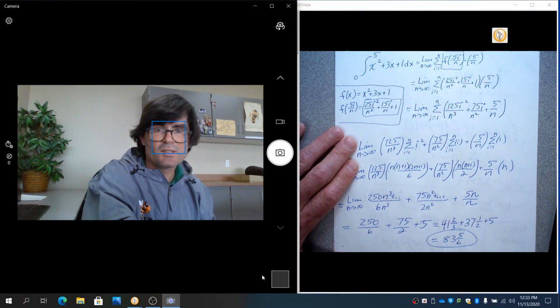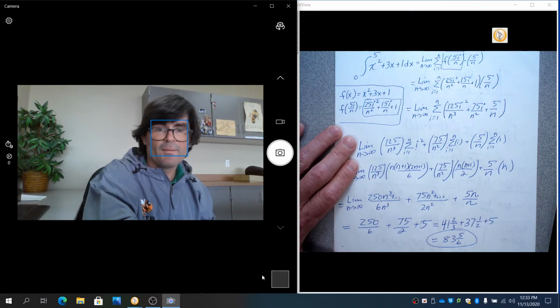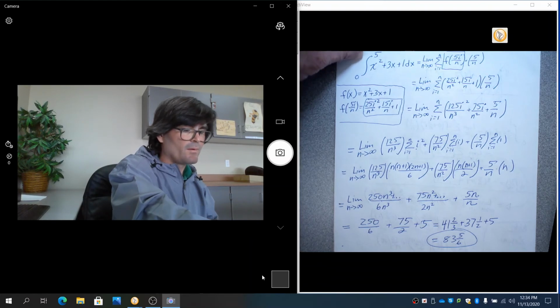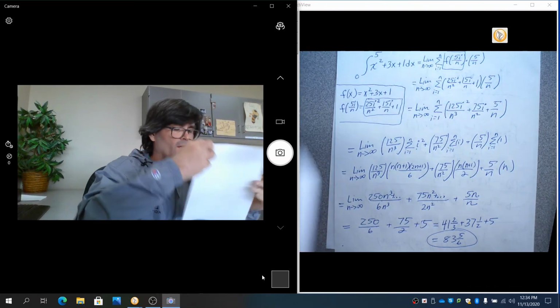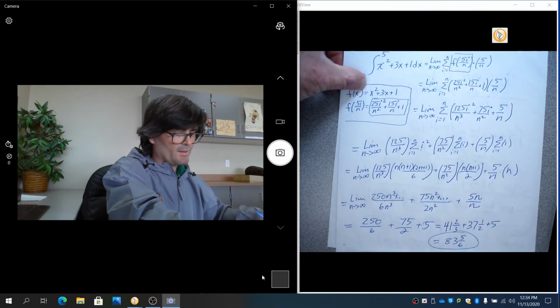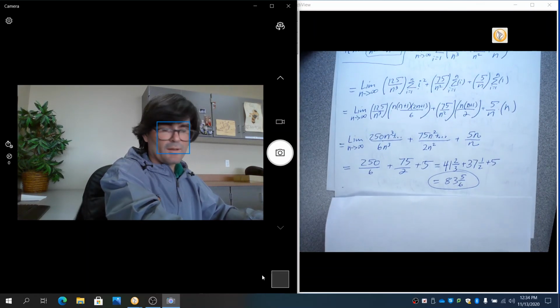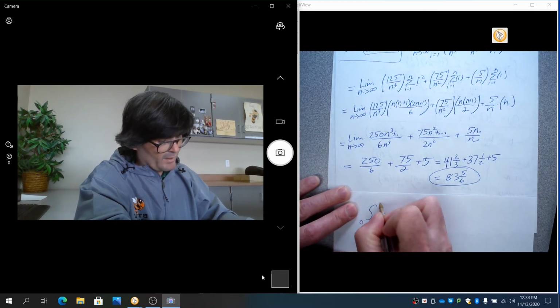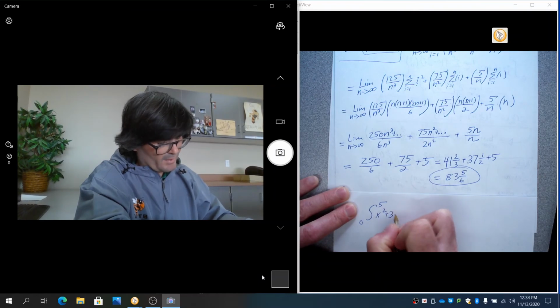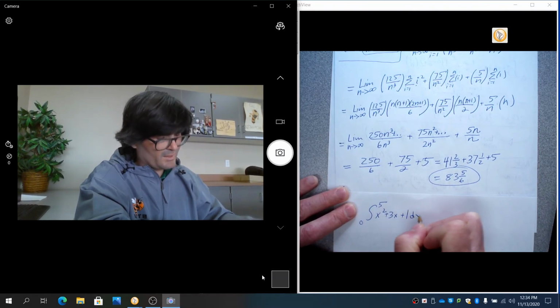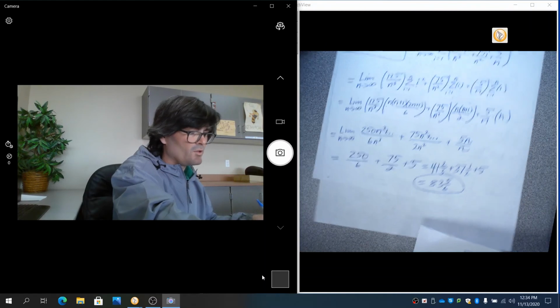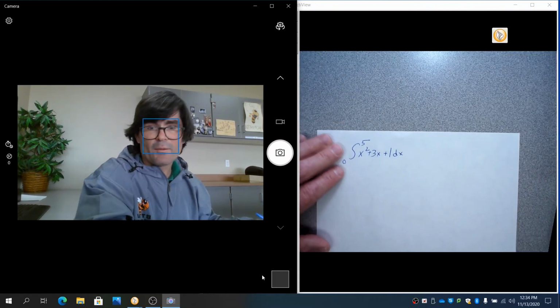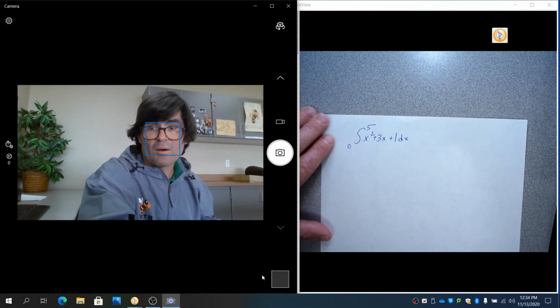So just to confirm this, I want to take that same quadratic equation and do the integral here. I'm going to write it down one more time: the integral from 0 to 5 of x squared plus 3x plus 1 dx. And I want to quickly do the reverse power rule on this.